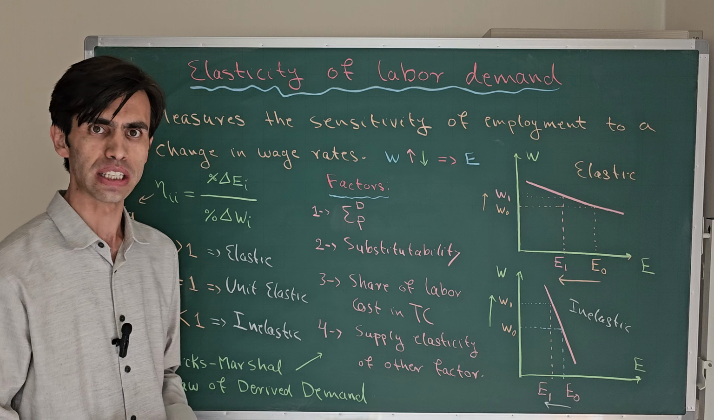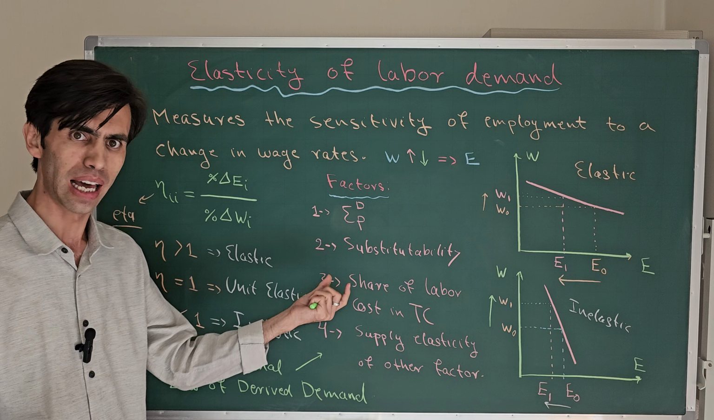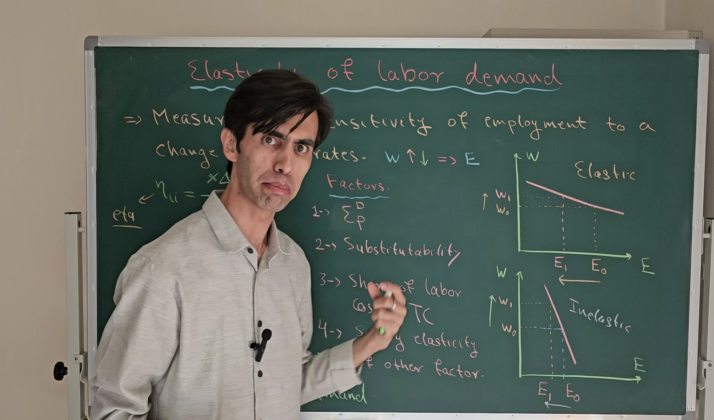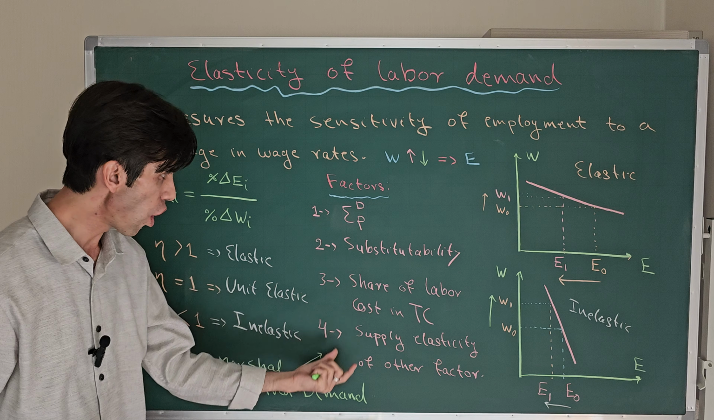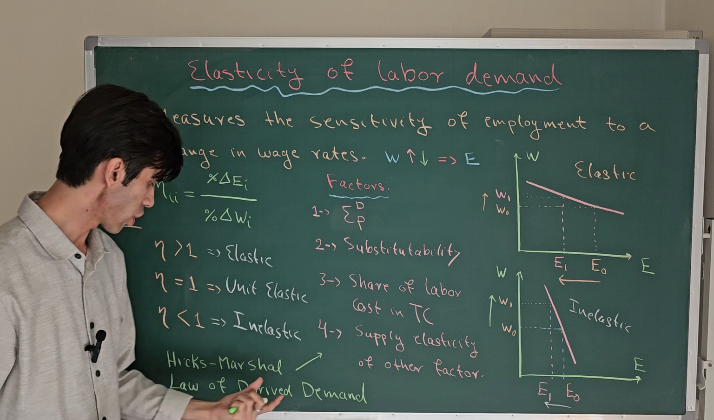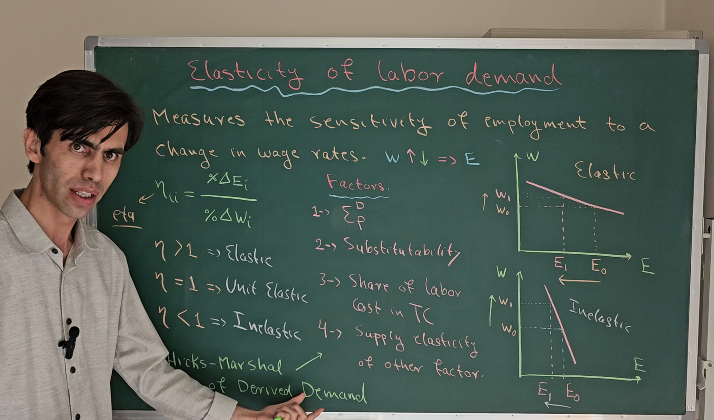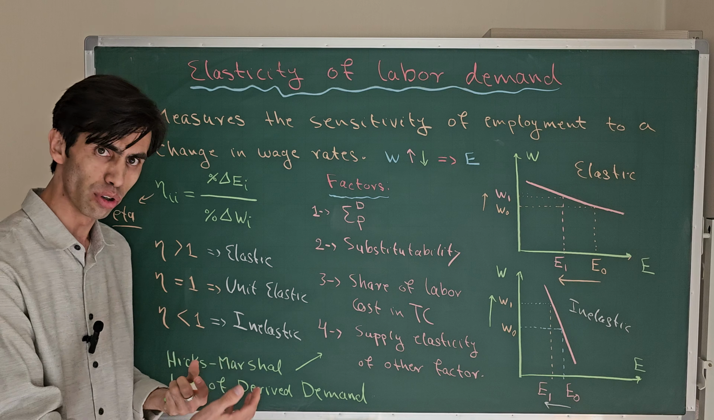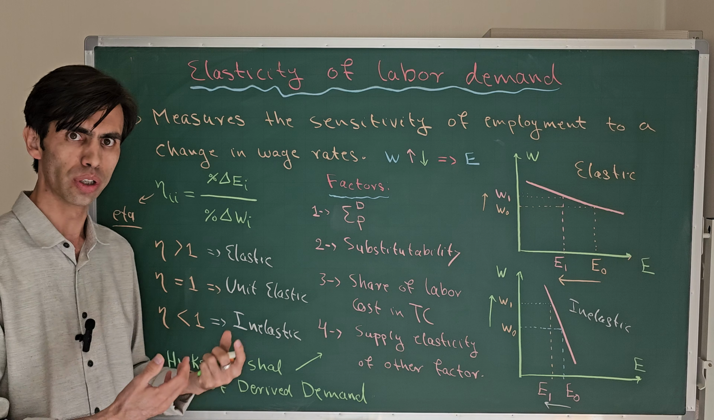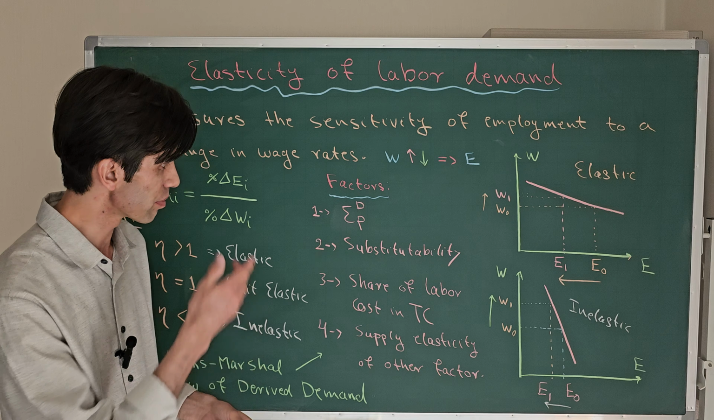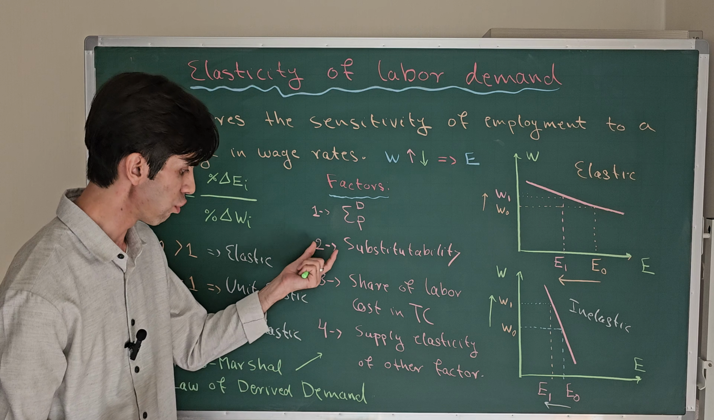But another question, the main question, is why? What makes labor demand elastic and what makes labor demand inelastic? It depends on four main factors, which is called the Hicks-Marshall law of derived demand, developed by John Hicks and Alfred Marshall, two very famous economists. This says that the elasticity of labor demand depends on four main factors.